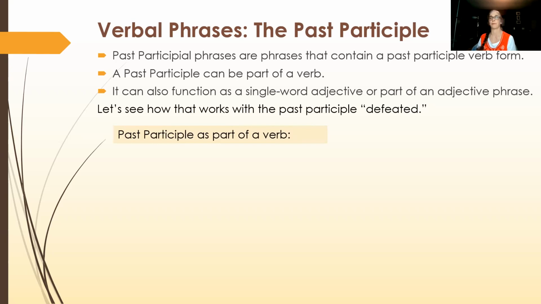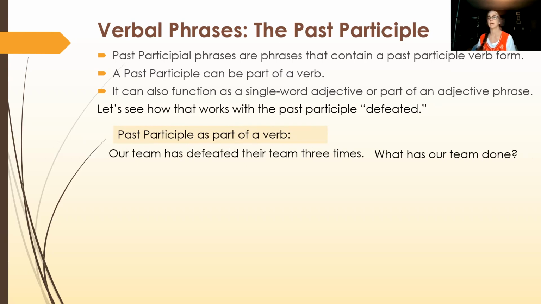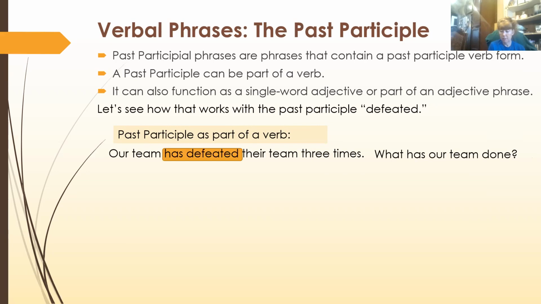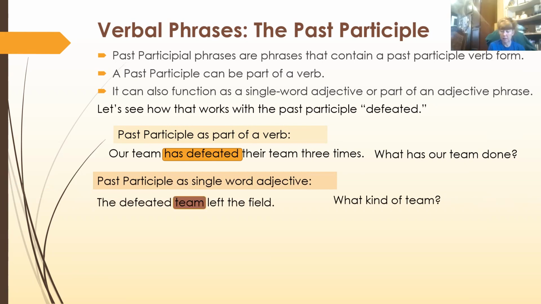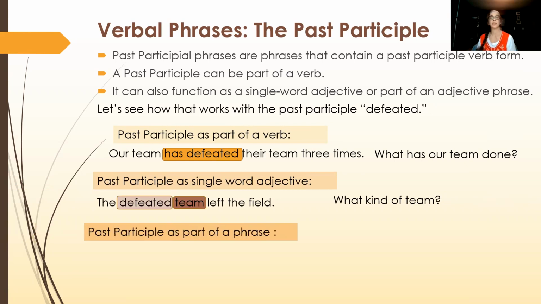Past participle as part of a verb. Our team has defeated their team 3 times. What has our team done? Has defeated. There's our verb. Now here it is as a single word adjective. The defeated team left the field. What kind of team? Defeated. Yep, there's your adjective.